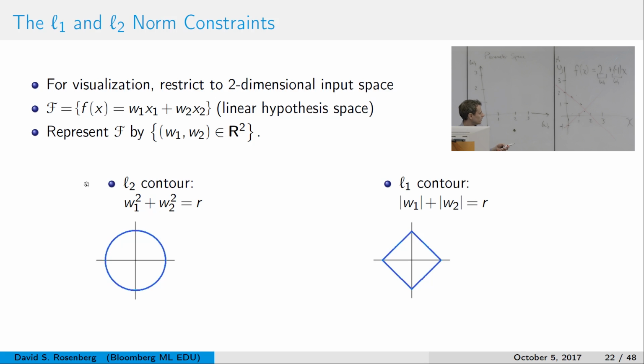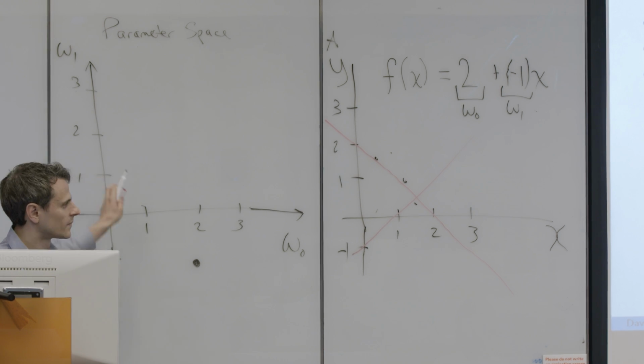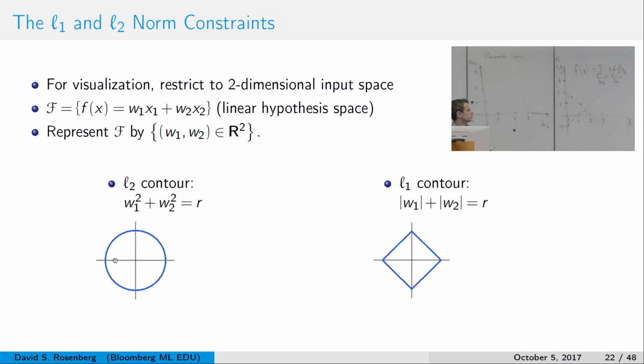And what we've drawn here, each of these axes represents parameter space, just like over here. So every point on these axes corresponds to a linear prediction function, again, just like over here. And so what we've drawn on the left is the set of parameter values that obey this L2 constraint. The sum of the squares is R. Right? So we know from algebra 2, maybe geometry, that this expression corresponds to a circle in parameter space.